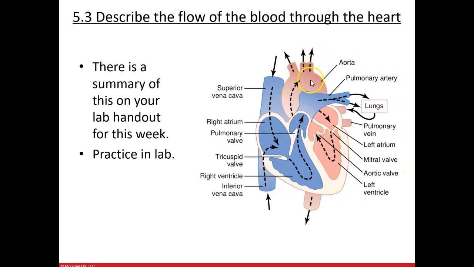Oh, we always think about the aorta up here, but look at that. It wraps around the back of the heart, and there's the part of the aorta that goes down the whole torso. I'm going to stop there.